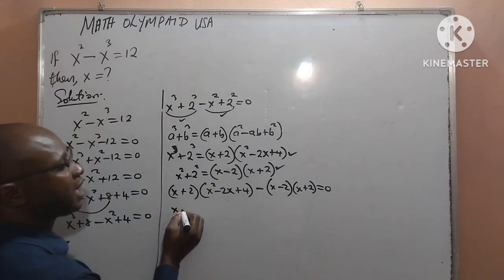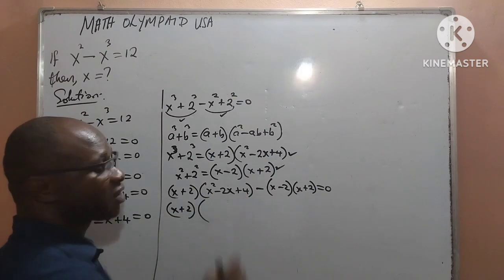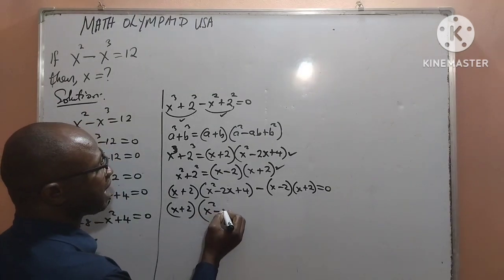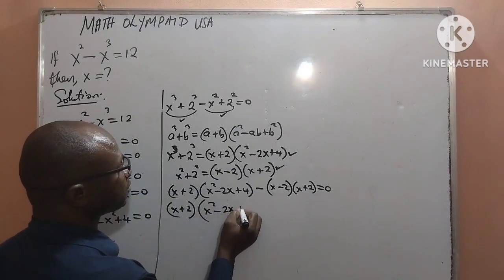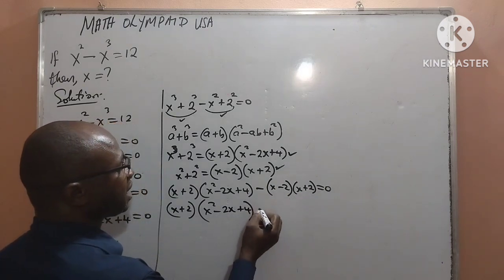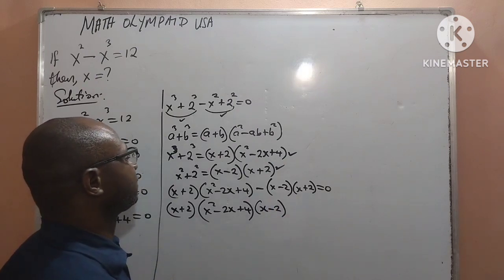That is now going to give me x plus 2 factored out, and then I have the second bracket by the left hand side as x to the power of 2 minus 2x plus 4. Then by the right hand side I have x, then minus 2. Beautiful.